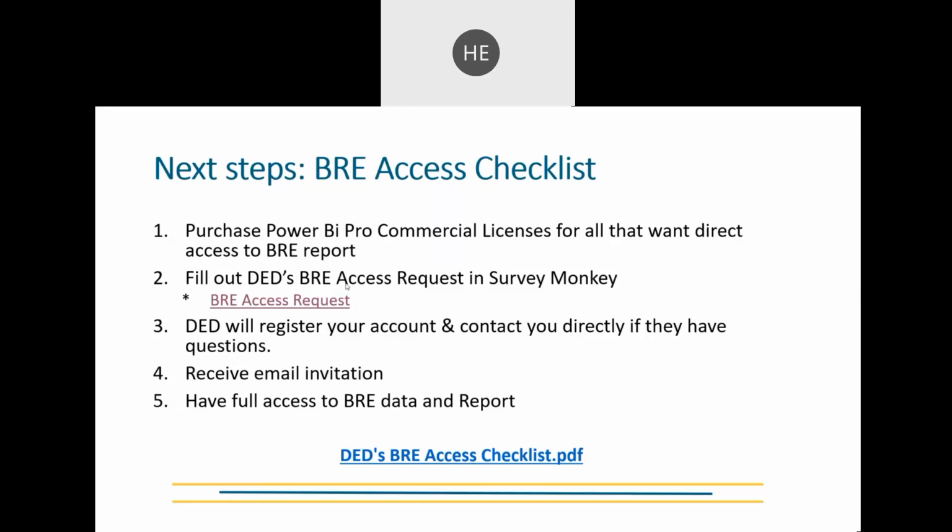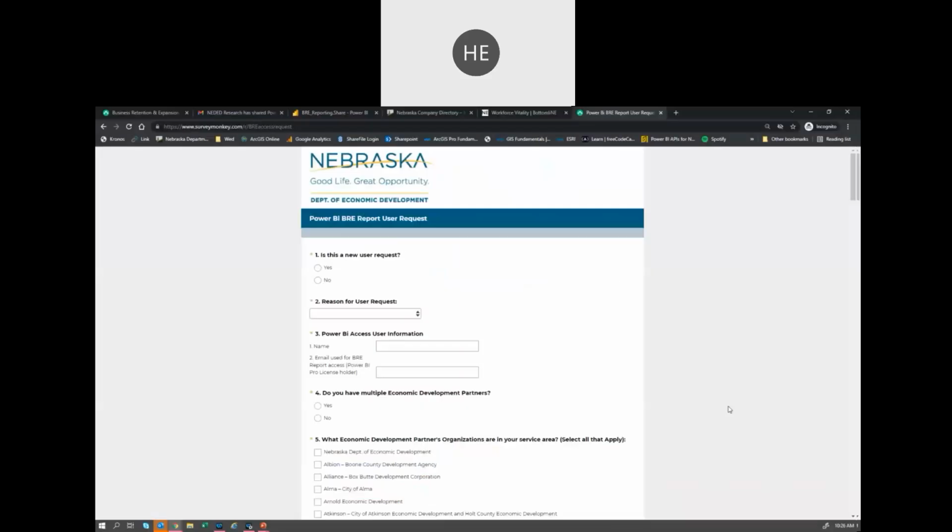Then you will fill out our DED BRE access request. This is in SurveyMonkey, super easy to fill out. We just ask you to put in if you're a new user. We're just asking this so that if we need to remove a user, we can. But the really important part here is this number 3.